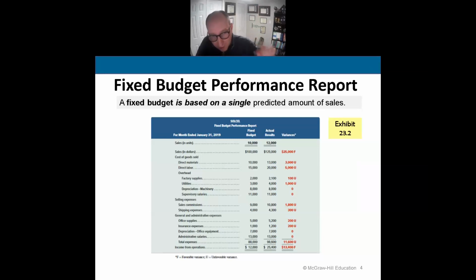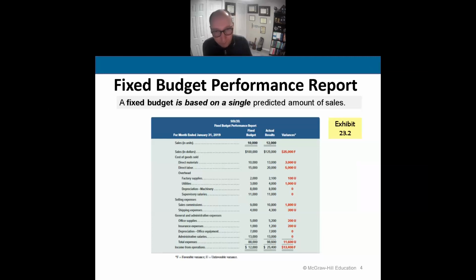Government agencies are notorious for using the fixed budget approach. Some nonprofits also use a fixed budget approach. Some companies even use it. I don't always recommend it, and let me show you why. This is an example of a fixed budget. The budget is sales, budgeted cost of goods sold, budgeted materials, direct labor, factory overhead. I budgeted for my selling administrative expenses, etc.